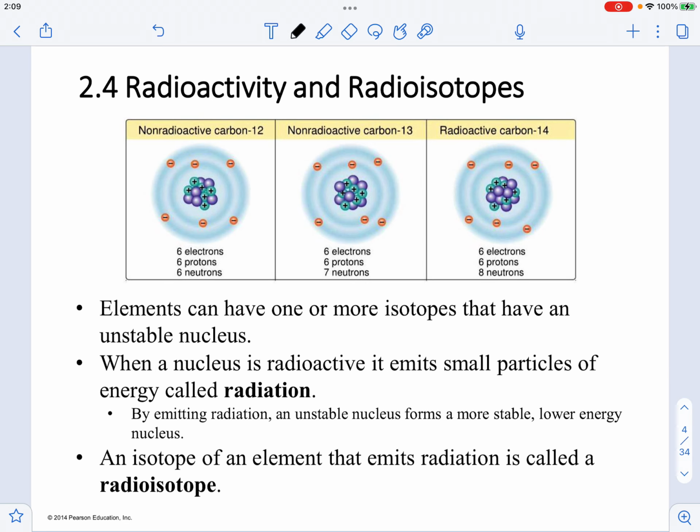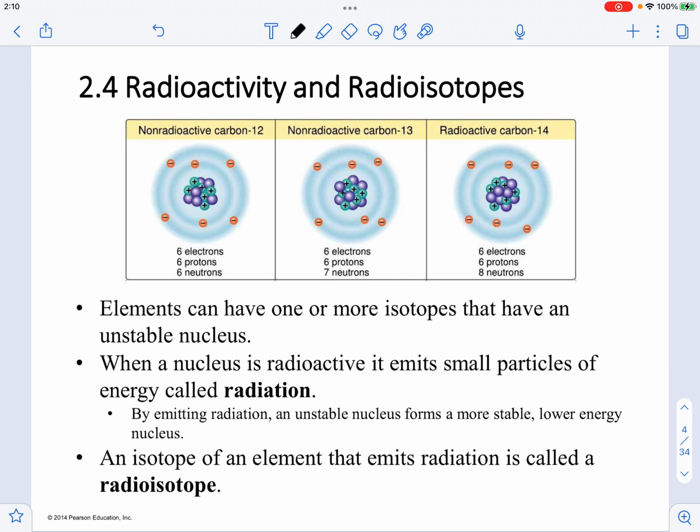So you may be wondering, why would an atom do that? Well, when that unstable nucleus releases these small particles, it creates a more stable and lower energy nucleus. If there is a particular isotope of an element that emits radiation, understand that this is known as a radioisotope.